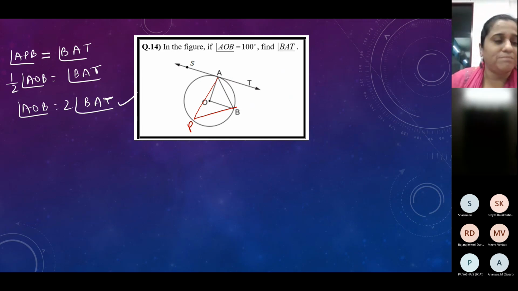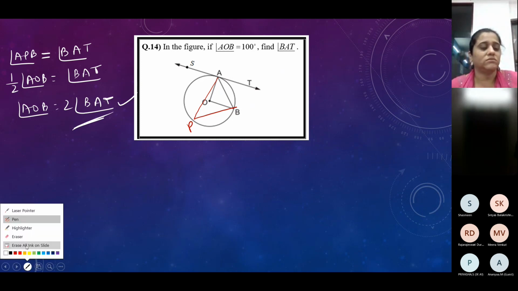The result is APB is equal to BAT. That's how we have understood in the class. Now, what is APB? It is half of angle AOB because angle at the center is double, so the circumference angle will be half of AOB. 9th standard theorem. So APB is nothing but half of angle AOB is equal to BAT. So on cross multiplying, you get AOB is equal to twice BAT and you're using this one.